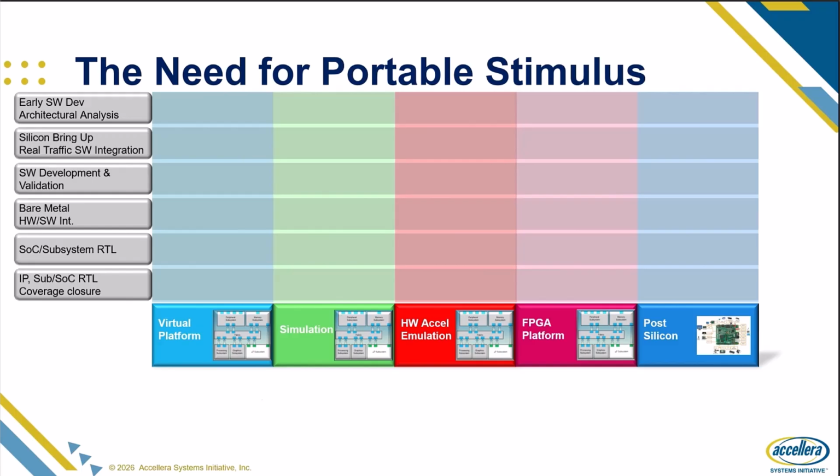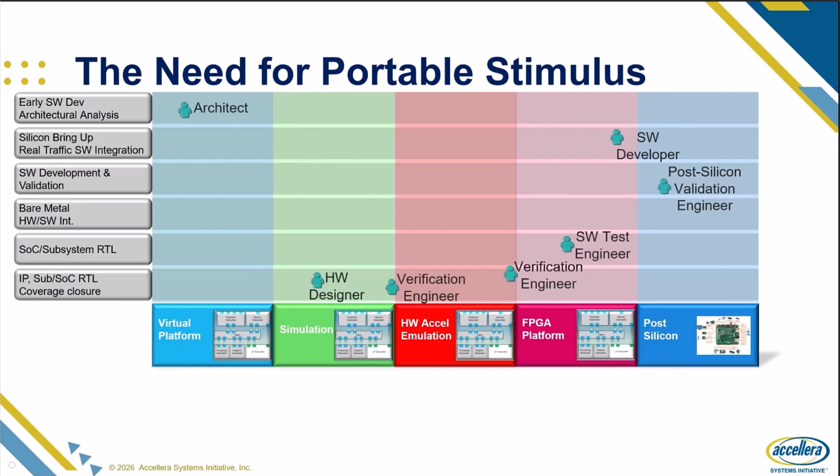So if we look at what kinds of tasks are actually done on each of these different platforms, we have specialized engineers that tend to do each of those things. The architect typically does the early software development on a virtual platform. Hardware designers typically do simulation, basic functional testing. Verification engineers do more of that and move into the emulation as well as the FPGA platform. The FPGA platform is used by software test engineers for doing things at the SOC level. Software developers can actually start using the FPGA platform, and then we have post-silicon validation engineers that are using the post-silicon platform.